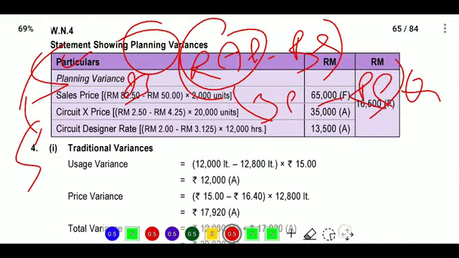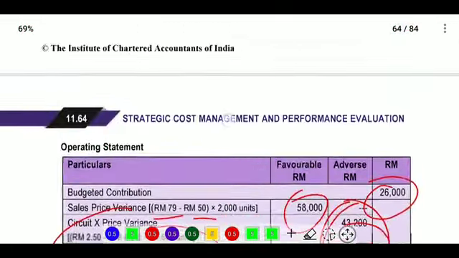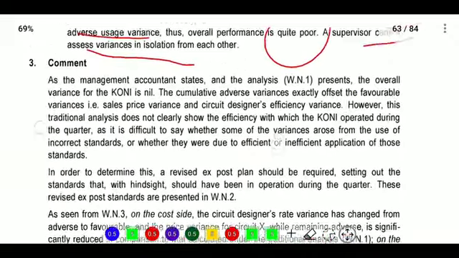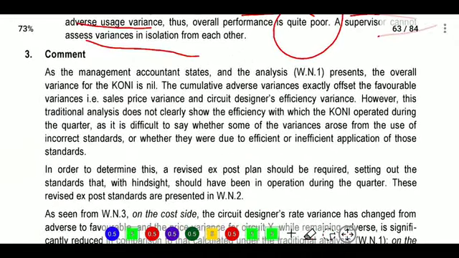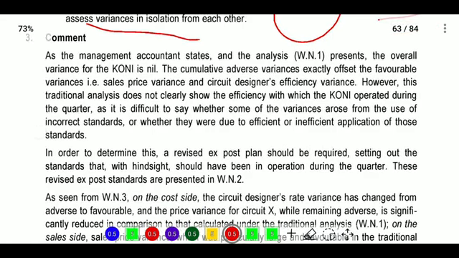Is there any theory part? We will discuss whatever we have calculated and write it theoretically. As the management accountant states, in the analysis presented, the overall variance of income will be nil, because the 26,000 was budgeted and we got the actual contribution also 26,000. So 26,000, no effect. That is what we write in the first point.